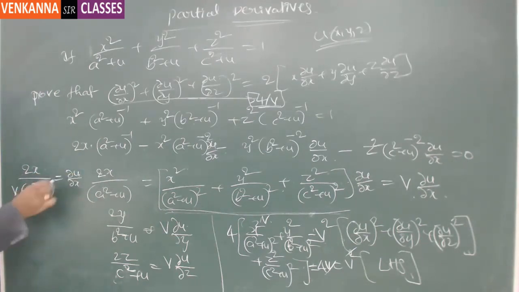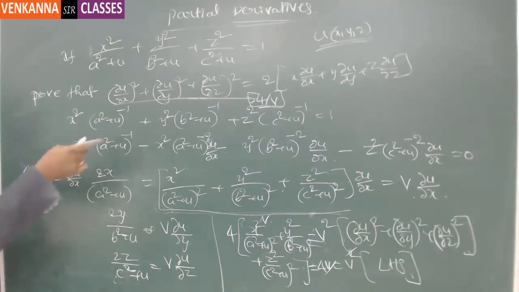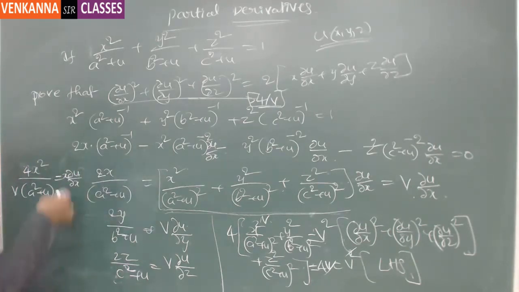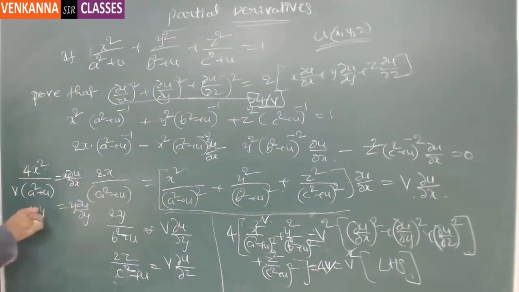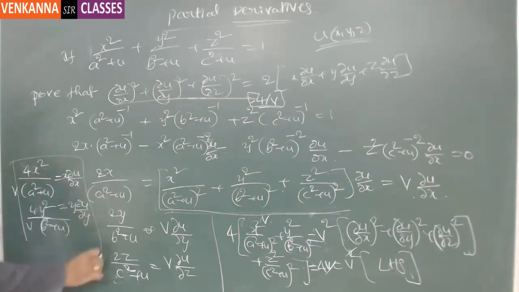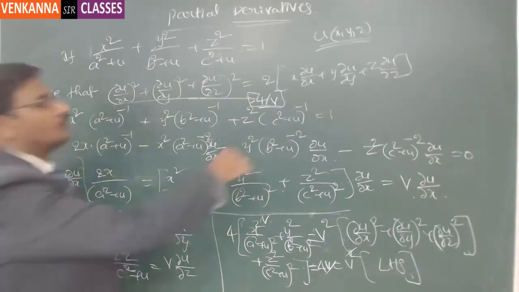Now if I multiply on either sides with x, then this will be x square. Got it? Now exactly in the similar manner, you multiply again with 2, then this will become 4. So 4x square divided by a square plus u into v. Similarly, add y ∂u/∂y. So this will become 4y square divided by v times of b square plus u. Similarly, z, and then add up all these things together, you are going to get again 4 by v.